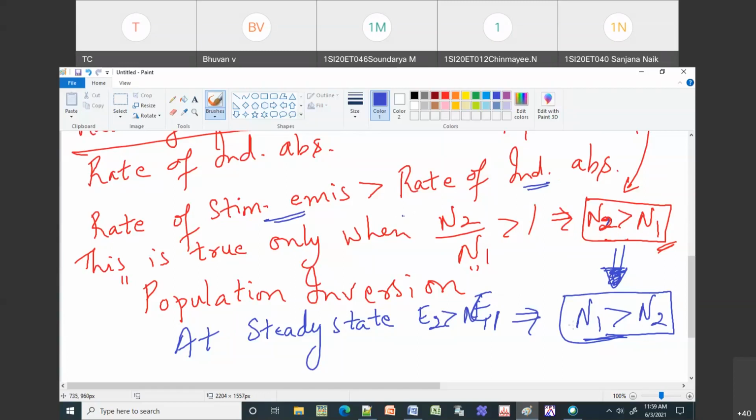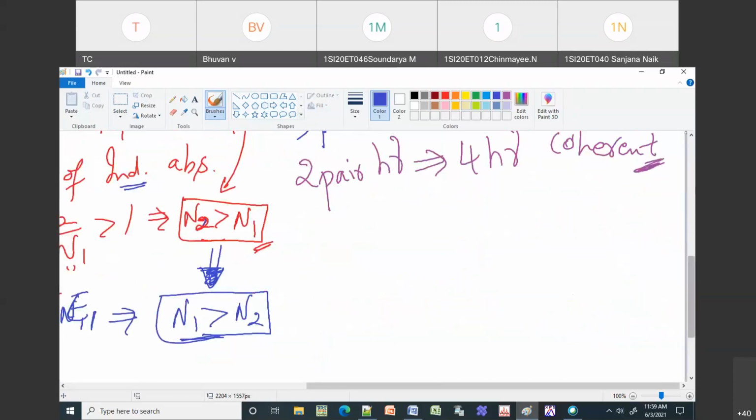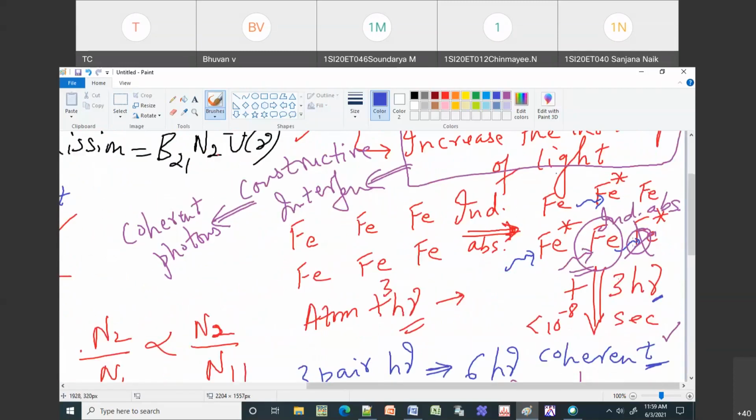So as I told in the example which I was talking about here, in this case, what happens? There are equal number of atoms in the ground state and excited state. So initially I took 6 atoms, and I gave only 3 photons. So only 3 atoms go to the excited state. So instead of that, if I give something like 6 photons, then what happens?